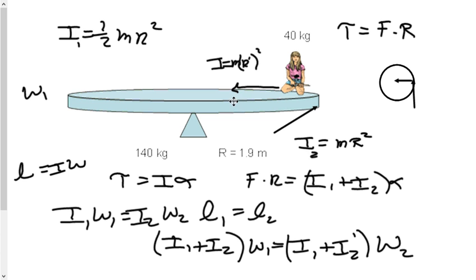So it's kind of reminiscent of the ice skater. The girl has her arms out and she's spinning at a certain velocity, and then she pulls her arms in closer to her body and she spins a lot faster. So that's what this is analogous to.